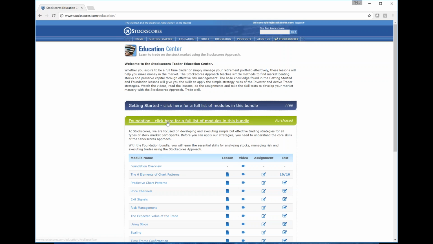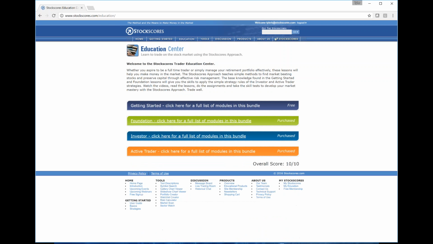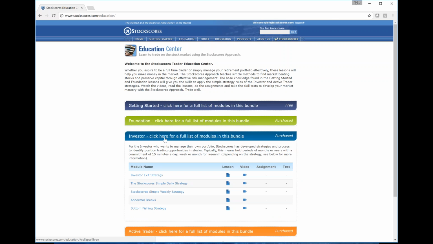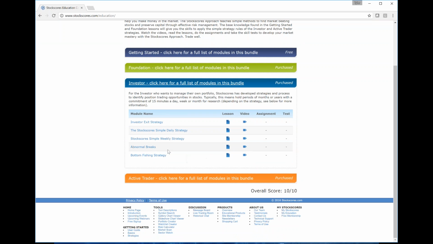Once you understand the theory, then you are ready to learn strategies. For the investor, we have 4 strategies here, plus the exit strategy, so knowing when to sell. What we're going to talk about a little bit today is the Stock Scores Simple strategy. We'll do that daily, weekly. We'll see as we go through the presentation. We may alternate between the two. Again, there's a written lesson and a video explaining that strategy.